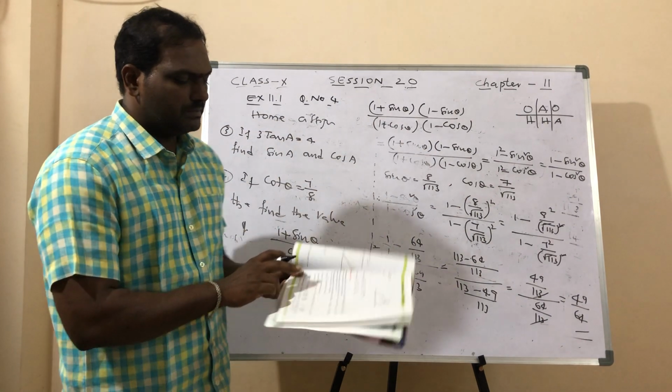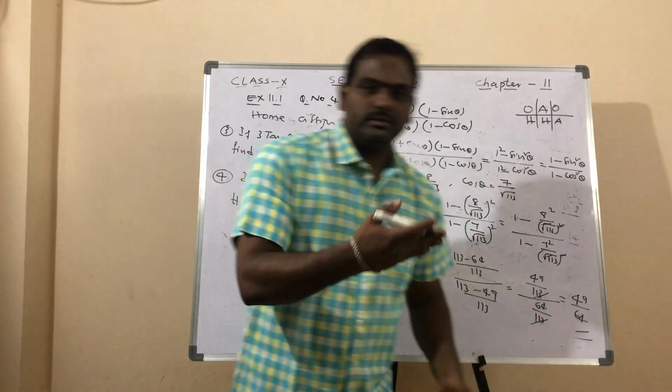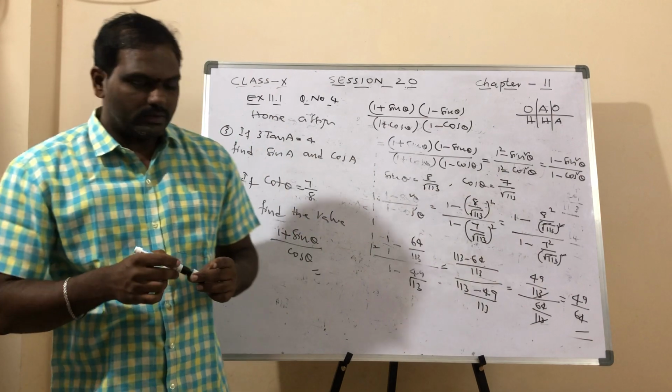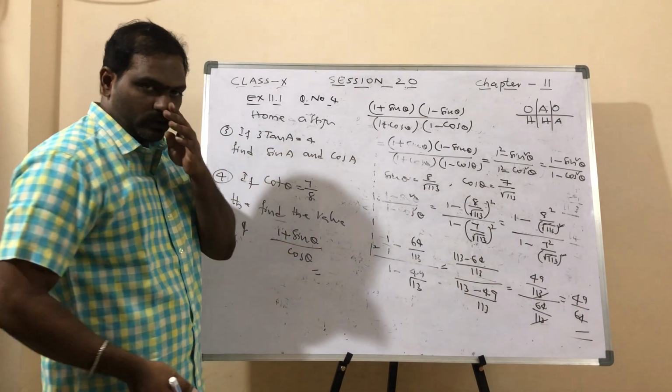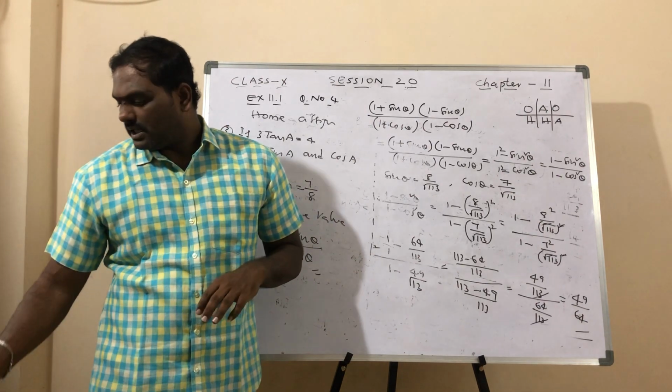Actually, it's a part 1 question and part 2 question. Some of the students are using last year's books and new year's books. If the sum is there, it's okay. Otherwise, these are the 2 questions. Total 4 questions are given as the home assignment.